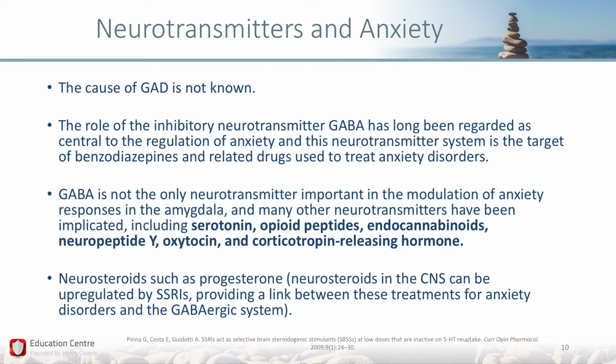So therefore, the neurosteroids are the ones that are working on the GABA system, and that's why SSRIs also have, I suppose, a secondary mechanism. It's not just serotonin; it also implicates the GABAergic system as well.